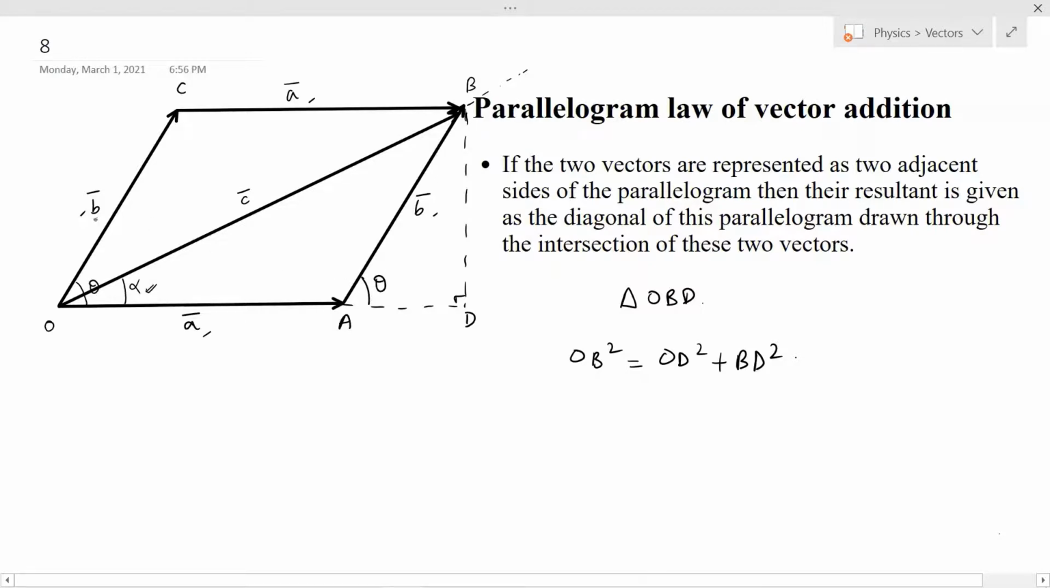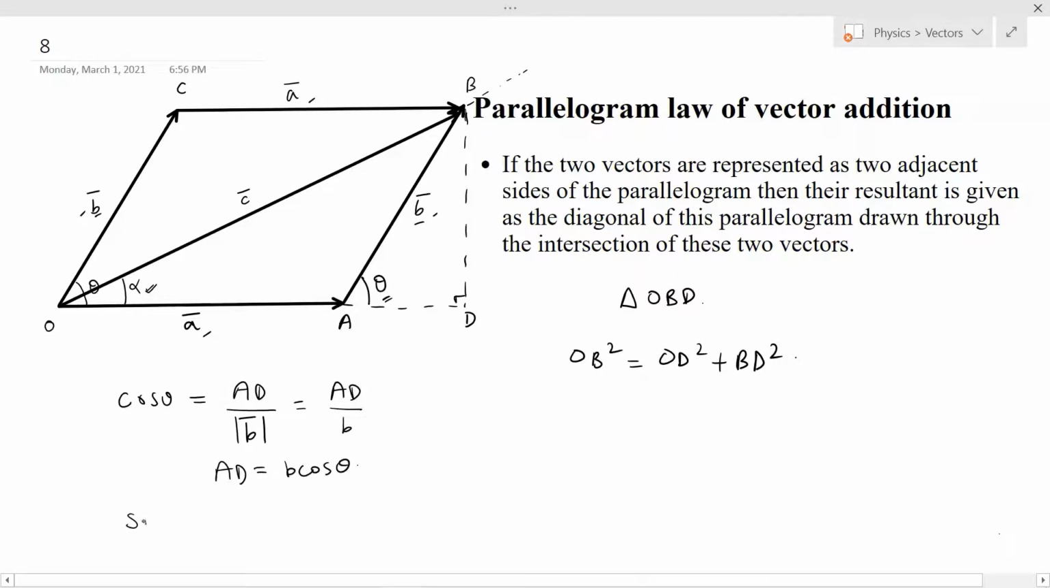Why? Because these two vectors are equal. This is b bar and this is b bar, and hence they are parallel also. And since they are parallel to each other, this angle will be the same, that is theta. So let's calculate what is cos theta. Cos theta is equal to adjacent side, which is AD, upon hypotenuse of this triangle ABD, which is nothing but B bar. This B bar modulus, we will represent by B. So AD becomes B cos theta.